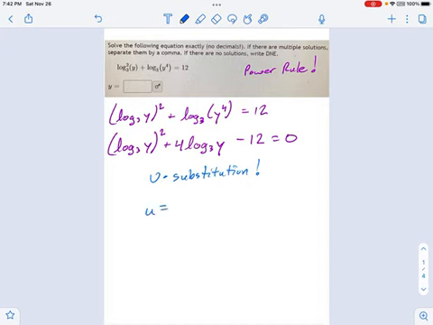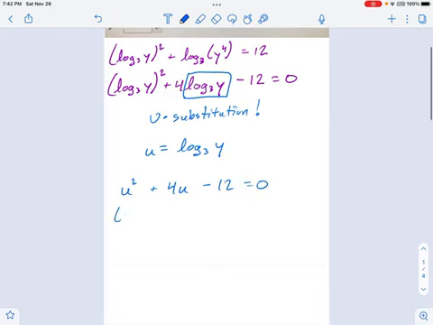So here's what I'm going to do. I'm going to say u equals, and I'm going to pick the middle term. I always like picking the middle term here. I'm going to say u equals log base 3 of y. Okay, we'll make that substitution, and look what we get. It's going to be u squared plus 4u minus 12 equals 0. And now factoring is a breeze. We've done this a ton of times. This is just going to be u plus 6 and u minus 2 equals 0.